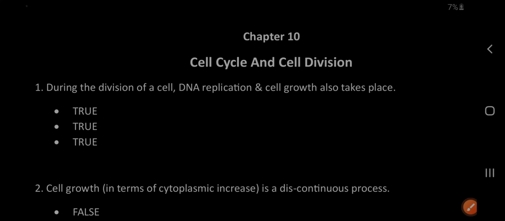Chapter 10 Cell Cycle and Cell Division. During the division of a cell, DNA replication and cell growth also takes place.